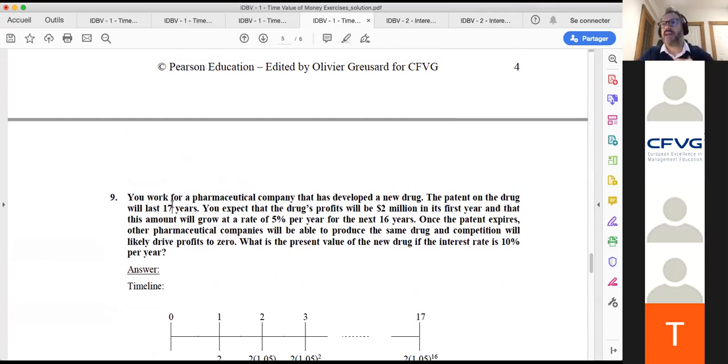So 9, what I like about this number 9 is that you are evaluating an asset, right? You work for a pharmaceutical company and you developed a new drug. So you want to evaluate the value of the drug, meaning that here you are using what we learned together to calculate the value of an intangible asset, that you find in accounting. You know, in the assets of a company, you have some tangible assets and you have some intangible assets. And sometimes the intangible assets are not physical, right? They are not physical.